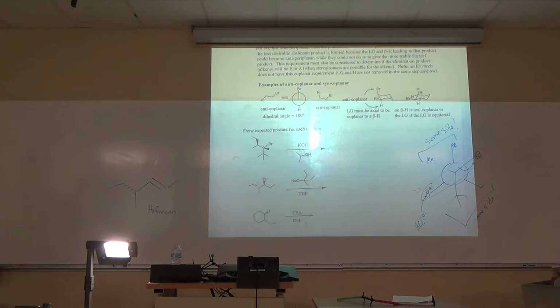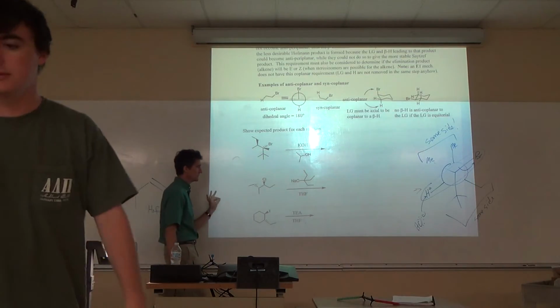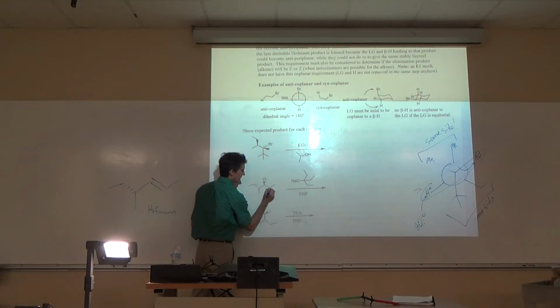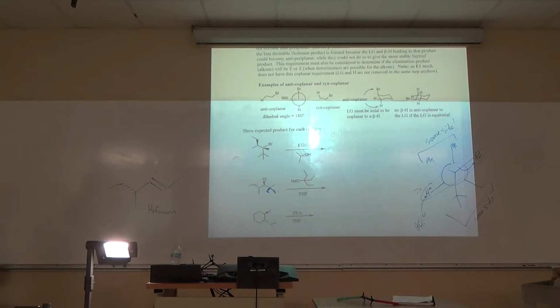Product? Yep. Why did I draw this trans? The H and the chlorine were anticoplanar, and it led to this. How many H's are here? Which H is going to be removed? As drawn, HB. Wait, which one's HB? Okay.